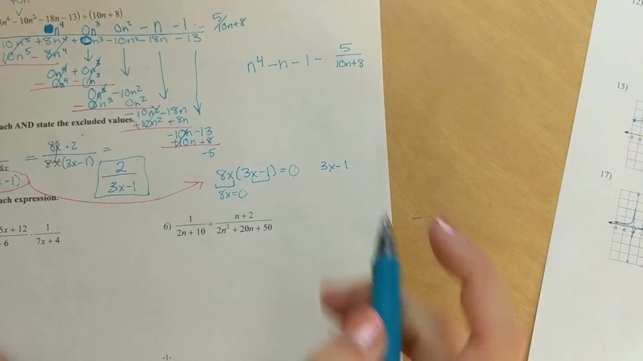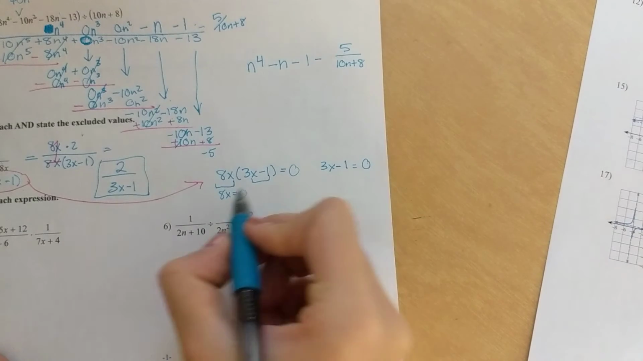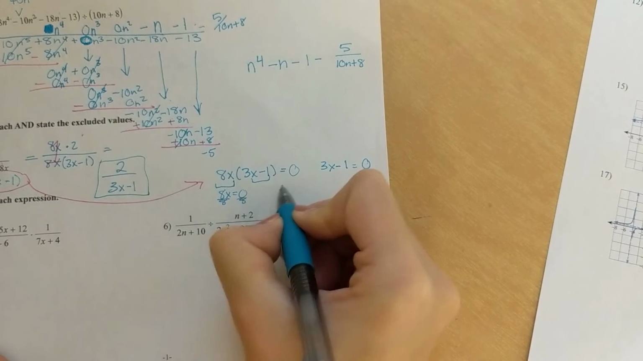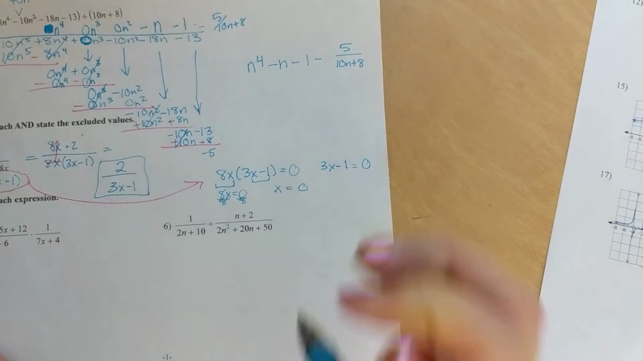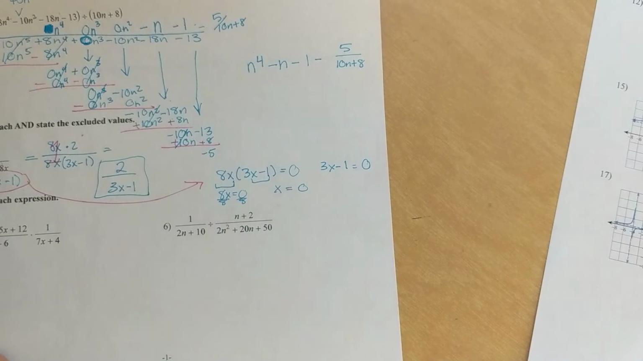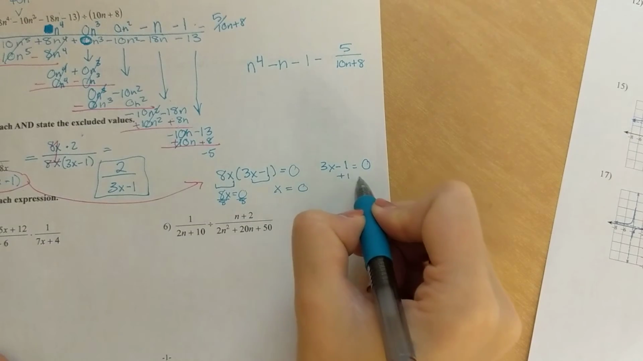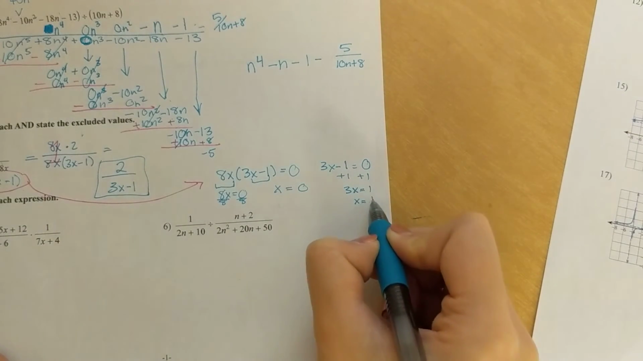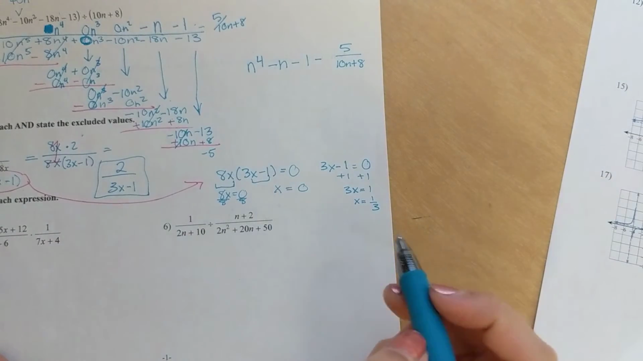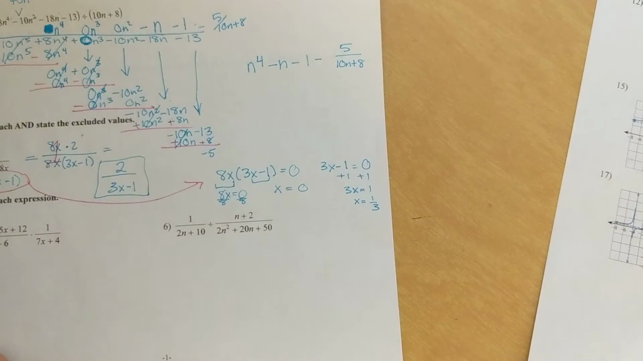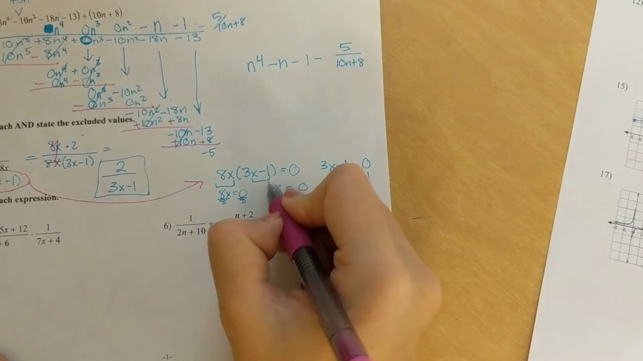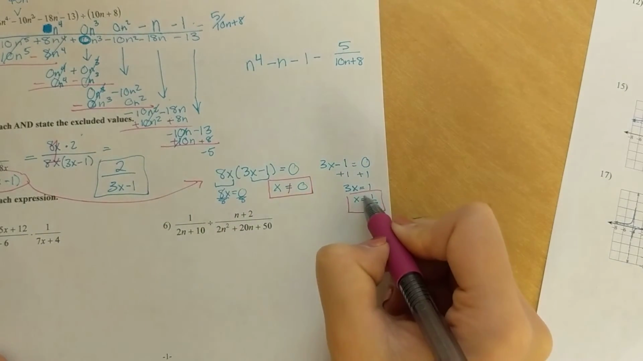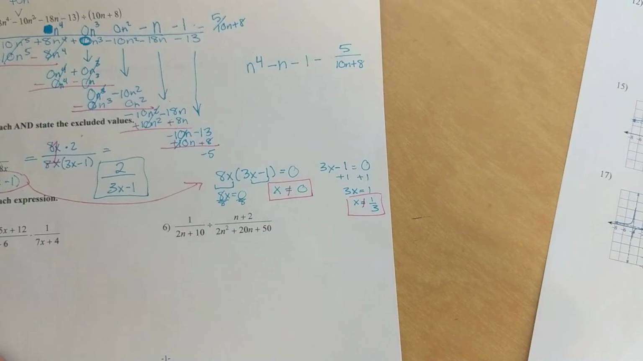3x minus 1 equals 0. 8x equals 0, so divide both sides by 8, and you get x equals 0. So one of my excluded values is 0. And then solve for this one, we add 1 on both sides, 3x equals 1, x equals 1 divided by 3. So the two things that x cannot be: x cannot be 0, x cannot be 1/3.